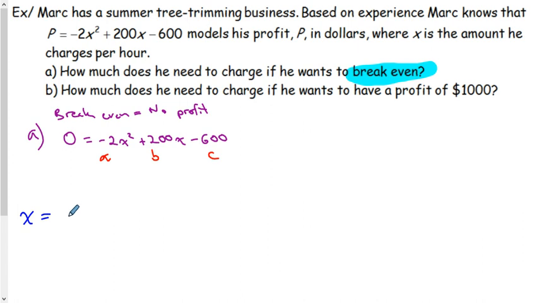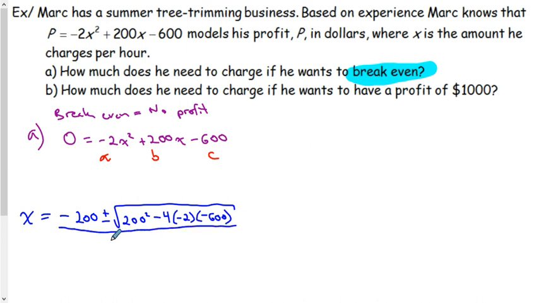We're going to go negative b, okay, so that's negative 200 because b is 200, plus or minus square root of b squared, 200 squared, minus 4 times a, which is negative 2, times c, which is negative 600. So I multiply those two negatives together, I'm going to get a positive number that I'm subtracting. So I'm going to end up with 200 squared minus whatever 4 times 2 times 600 is. Okay, let's divide all that by 2a.